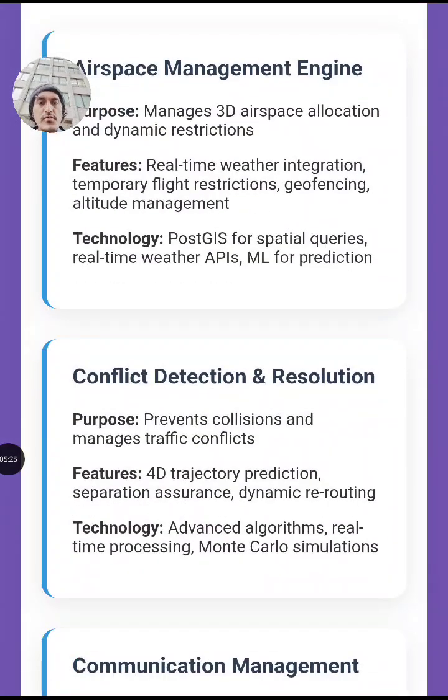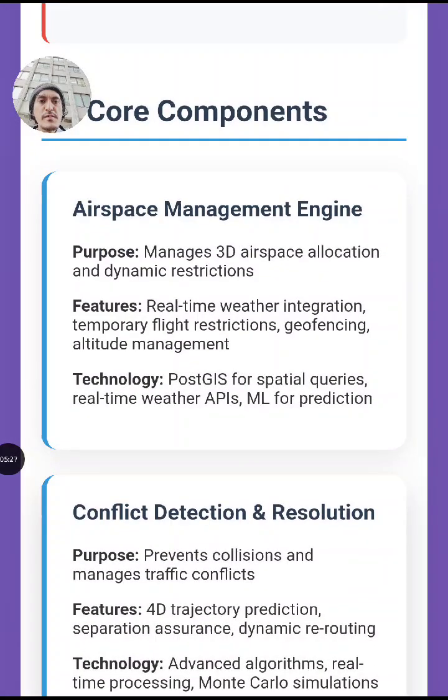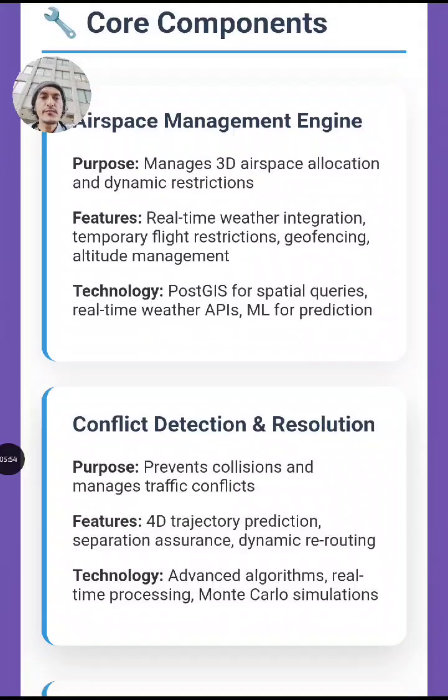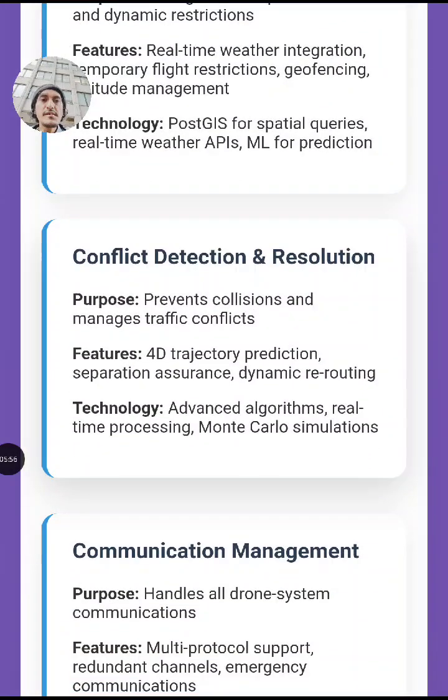So next, look at the core components. The airspace management engine: its purpose is managing 3D airspace allocation and dynamic restrictions. The features will be real-time weather integration, of course, as always, temporary flight restrictions, geofencing, altitude management. Technology: PostGIS for spatial queries, real-time weather APIs, ML for prediction.